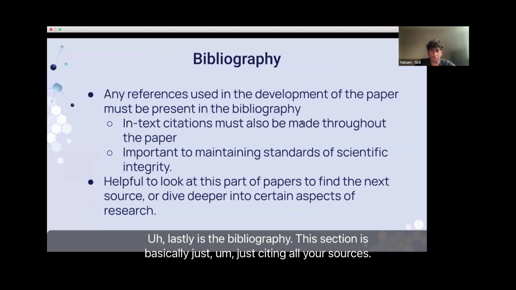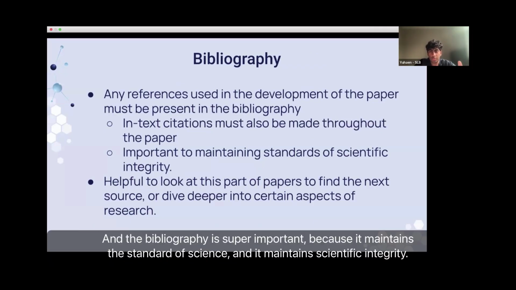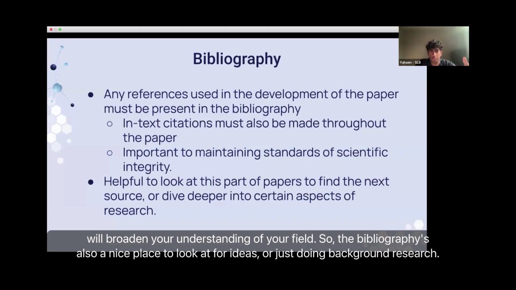Lastly is the bibliography. This section is basically just citing all your sources, making sure that all your in-text citations match the sources that you cite. And the bibliography is super important because it maintains the standard of science and scientific integrity. It's also super helpful to look at this part of the paper if you want to dive deeper into a certain topic, because researchers will obviously cite other past work, and this will help you trace a path that will broaden your understanding of your field. So the bibliography is also a nice place to look for ideas or for doing background research.